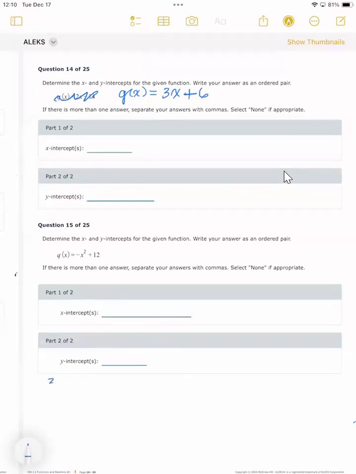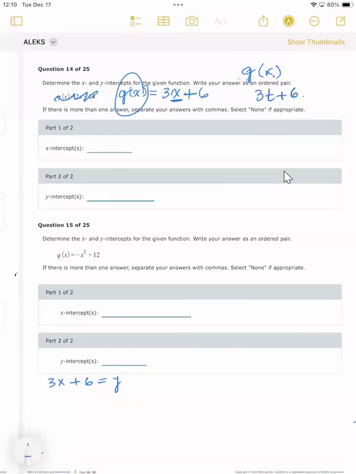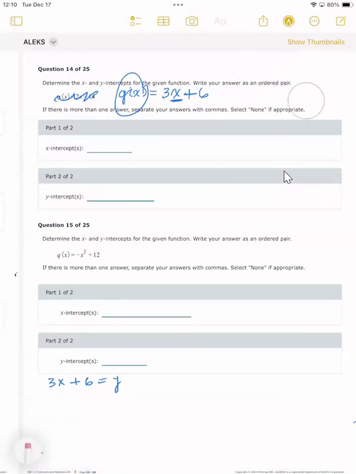Remember, the first step, I always like to change that q to y and write it on the right-hand side, because y is the same thing as this whole thing, q of x. Don't think this is q times x. This is not q times x. All this says is that x is your input. So if you had 3t plus 6, this would have become q of t. All it's telling you is that t is your input, it is not q times t.